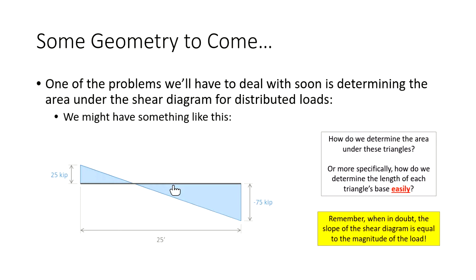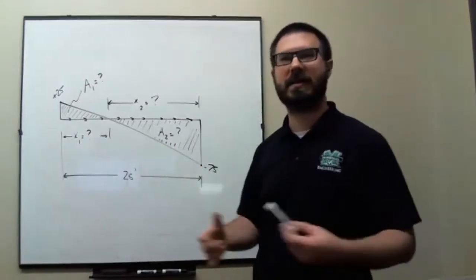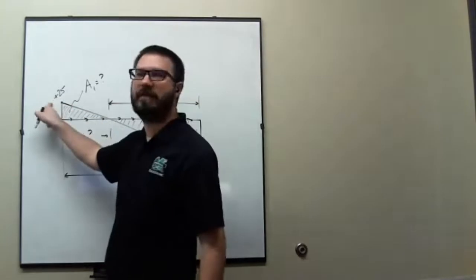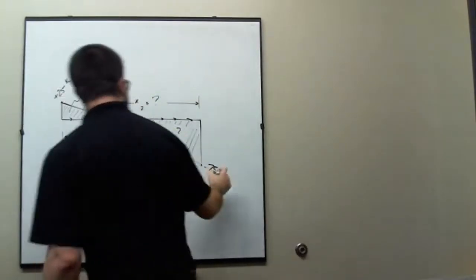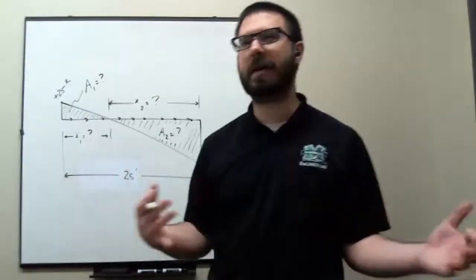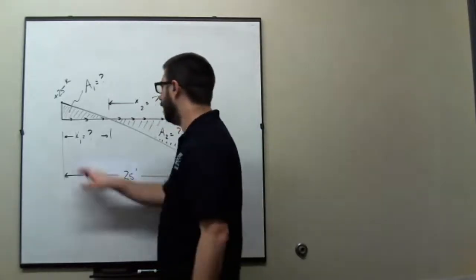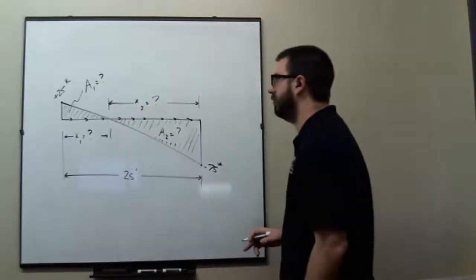I have been teaching this class for a long time, and I found that it's not the hard stuff that trips people up, it's the easy stuff. So how do we find the area of these 2 triangles? So I have that drawn here on the board. So let's just take a look at this. So this is positive 25 kips right here, and this is 75 kips. And you could start setting up some really complicated ratios and all that stuff, but let's just keep it simple, okay? I want to find the area under these 2 triangles.